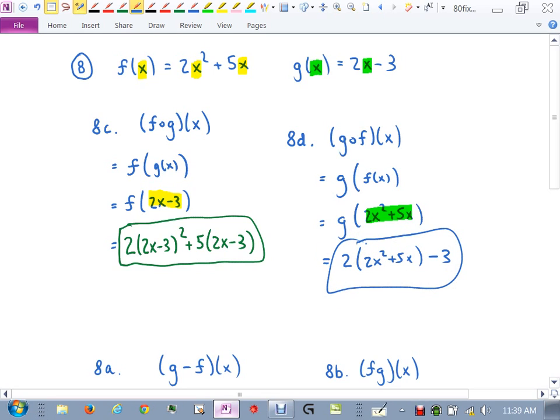All right, so that takes care of 8. Number 9a. You're asked to factor 3x to the 4th minus 27x to the 2nd. So first thing I'm going to do is pull out a GCF. I realize that 3 goes into both 3 and 27. I also notice I have an x squared.